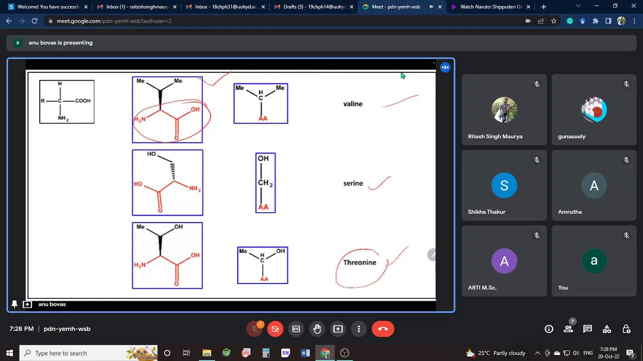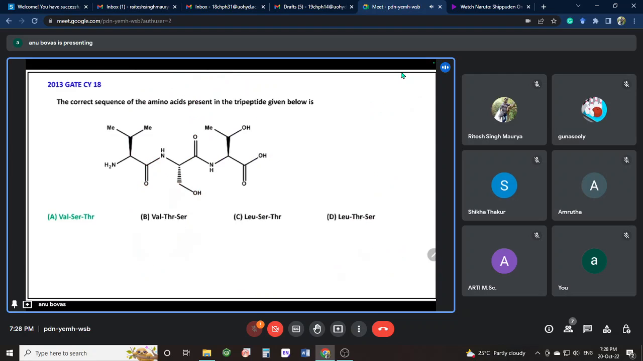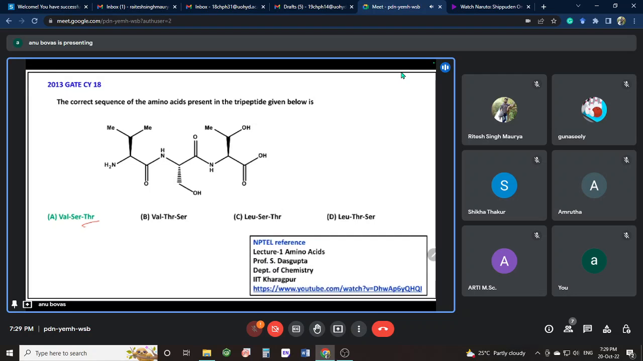Even though it is difficult for you, even if you know the first two, you will get the answer. If you look into the option, you can identify that. For example, first one we understood valine, second one serine. There is no other option, only option A is there. And the third one is threonine, so it is represented by THR. Therefore, the correct option is option A. And for further reference, you can visit the lecture on amino acid, and the YouTube link is given here. Okay, so this is regarding the amino acid.